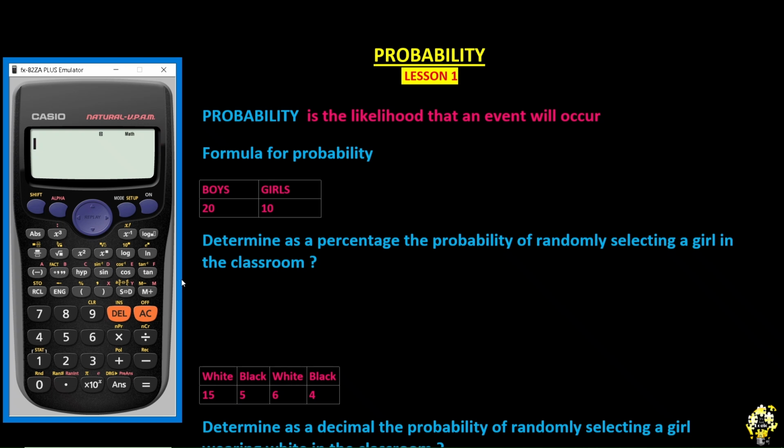So, probability is the likelihood, or one would say the chance, that an event will occur or will happen or will take place. So we can say that probability is the likelihood or the chance that an event will occur or will happen or will take place.